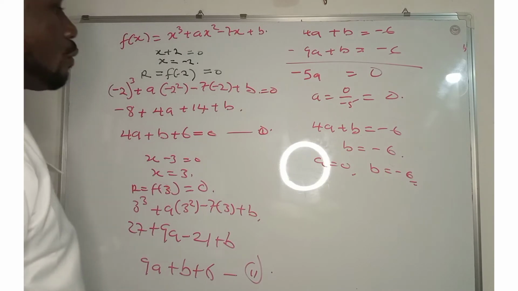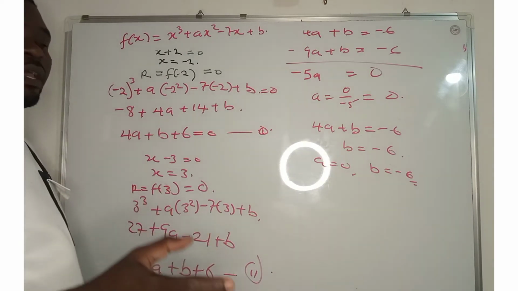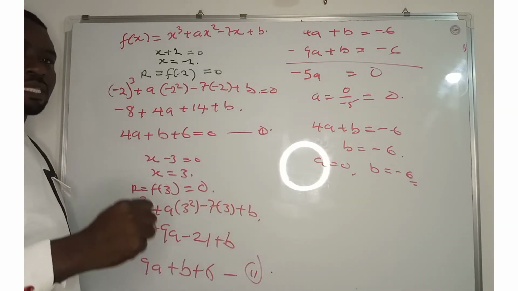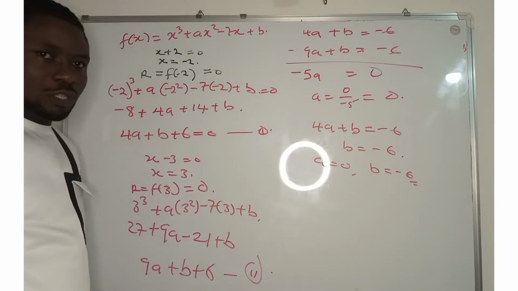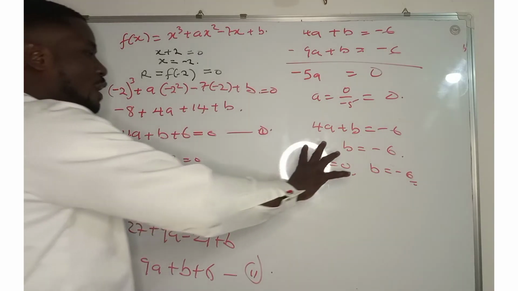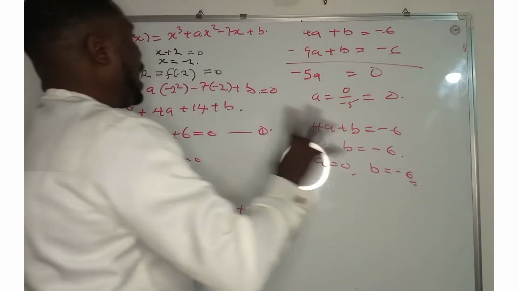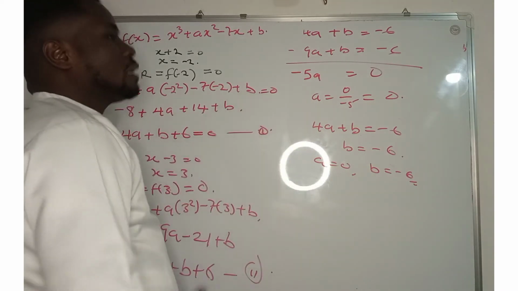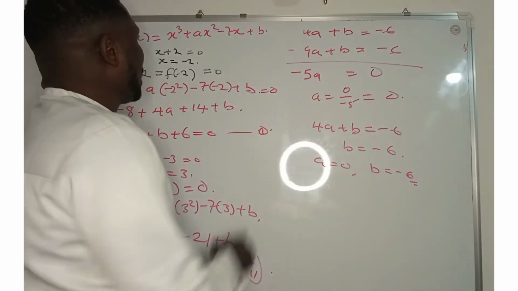Now, remember, the first question was to find the value of a and then the value of b. After getting those values, they ask us to factorize the resulting expression. Now, having gotten the values of a and b, I have to substitute these values in this to have the real polynomial expression.